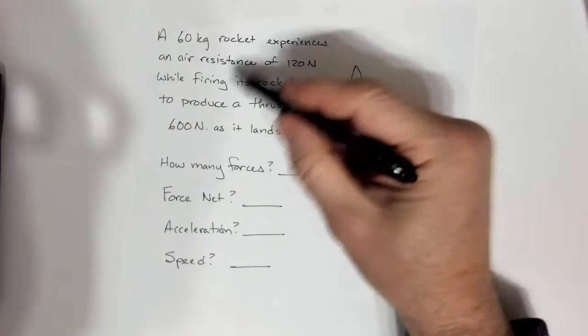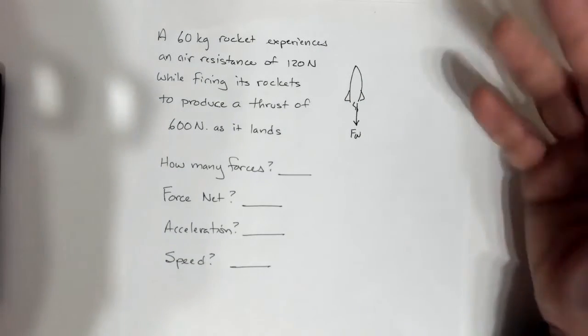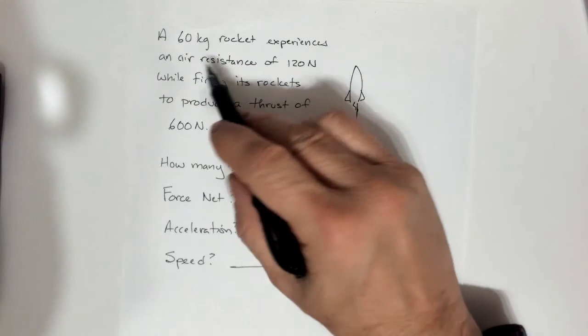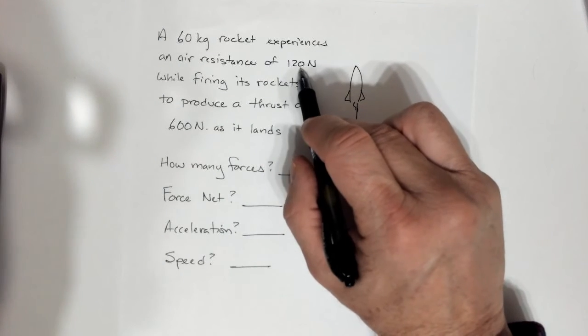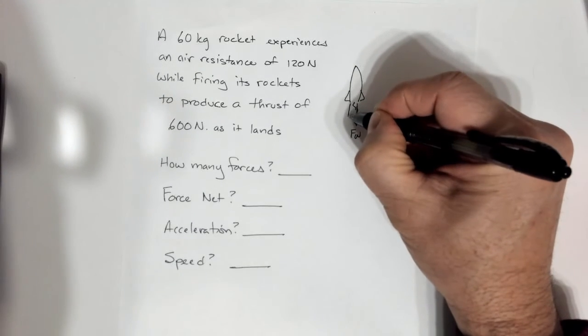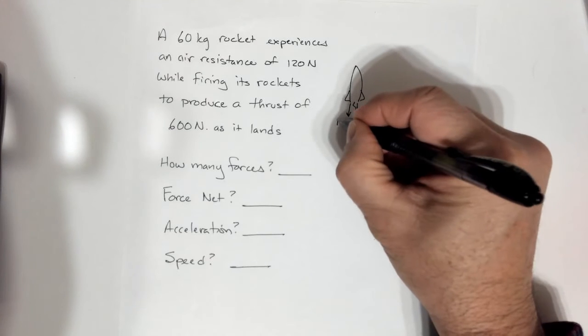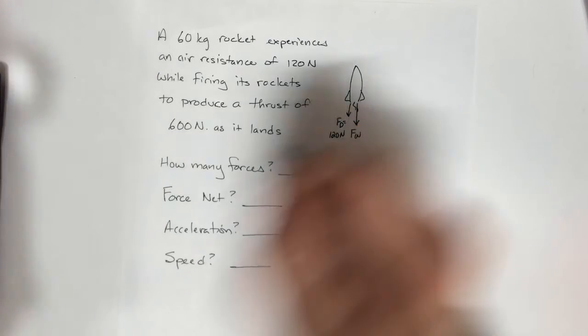That is always there. It didn't say it was in space, and it didn't say to neglect it, so I'm going to assume it's in the atmosphere. It says there's air resistance, so that's a drag of 120 newtons. Well, if a rocket is firing upward, drag is always downward. So force of drag is equal to 120 newtons.